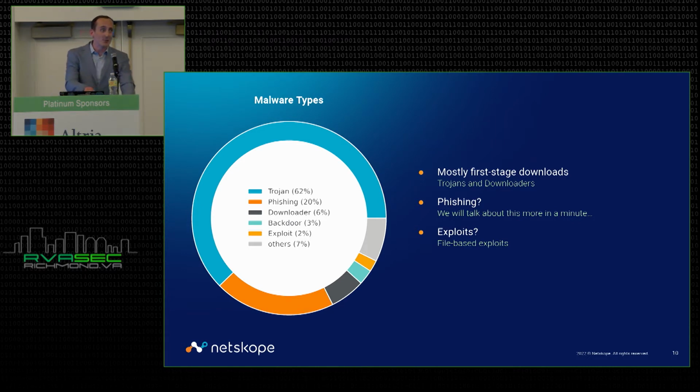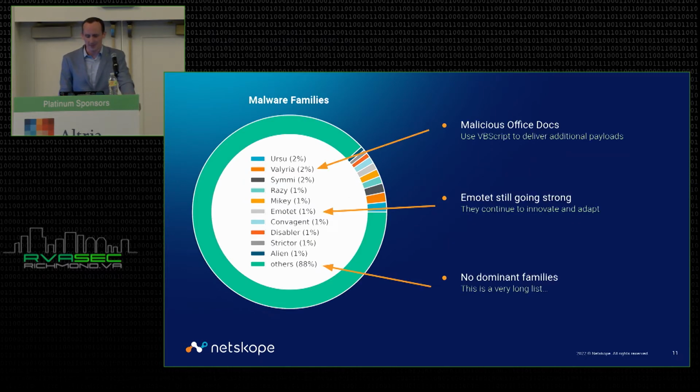And when I say exploit here, I'm talking about file-based exploits. So this is somebody actually trying to download malware that's a file-based exploit, exploiting something on their local machine. And then that's others, that's everything else: ransomware, all the really scary stuff, next stage downloads, other types of malware.